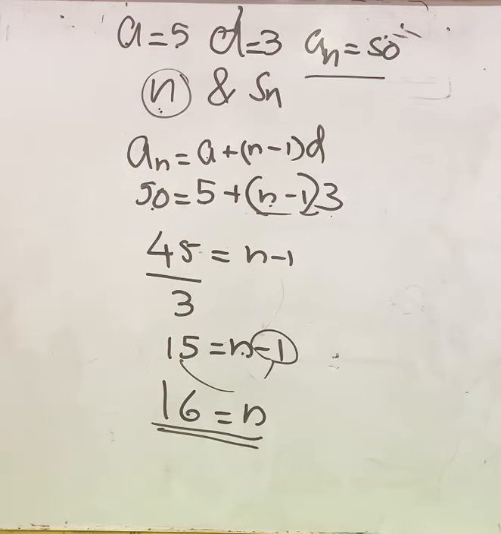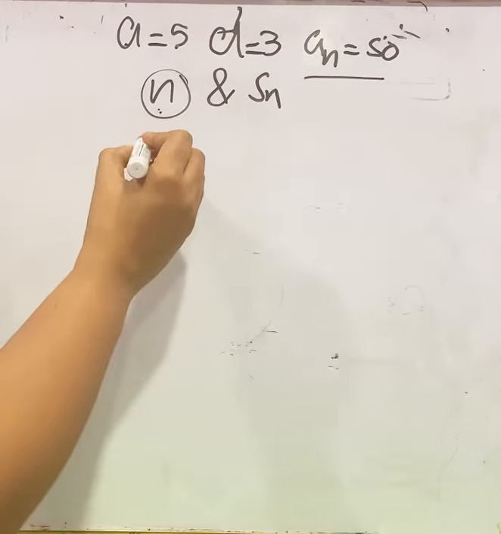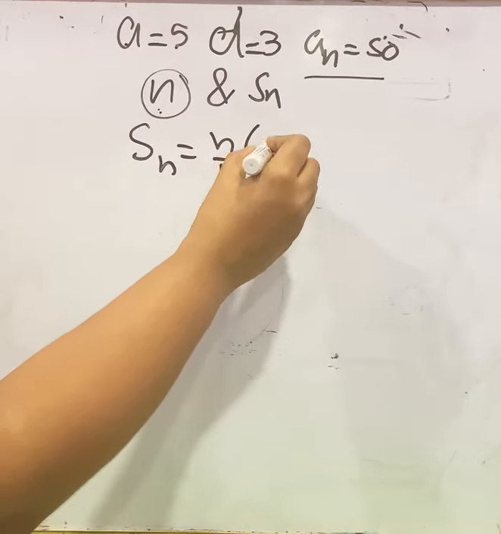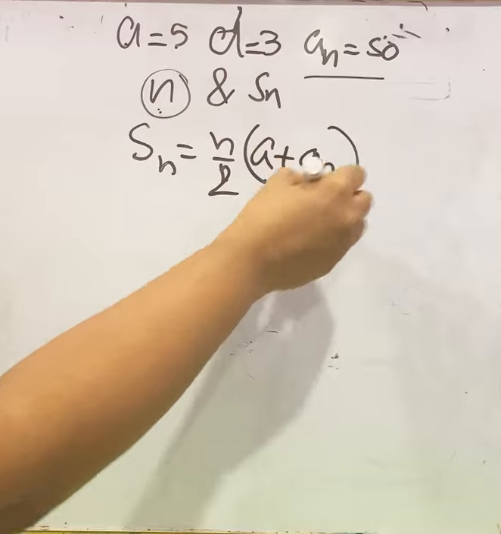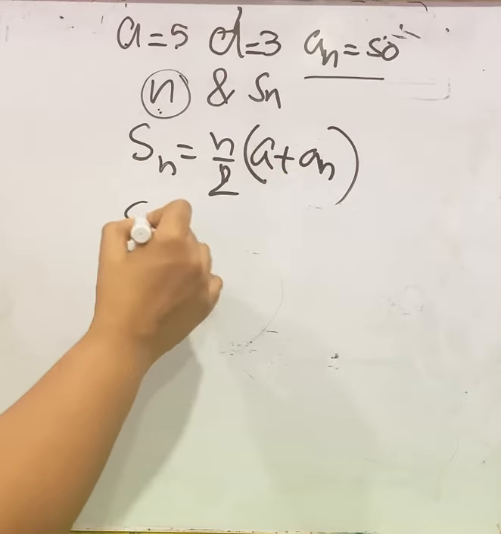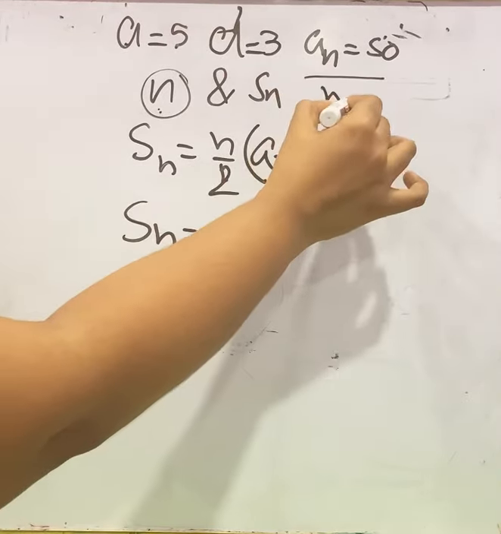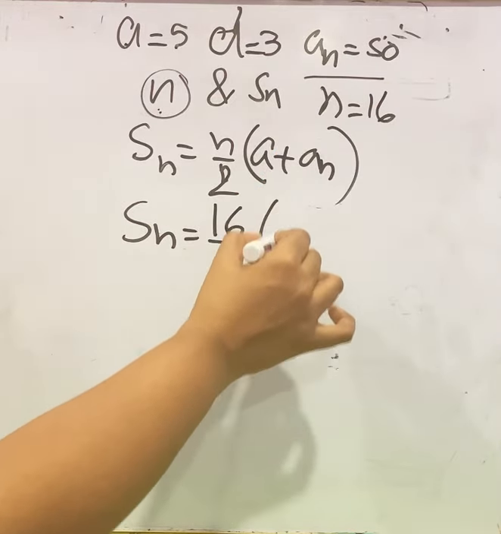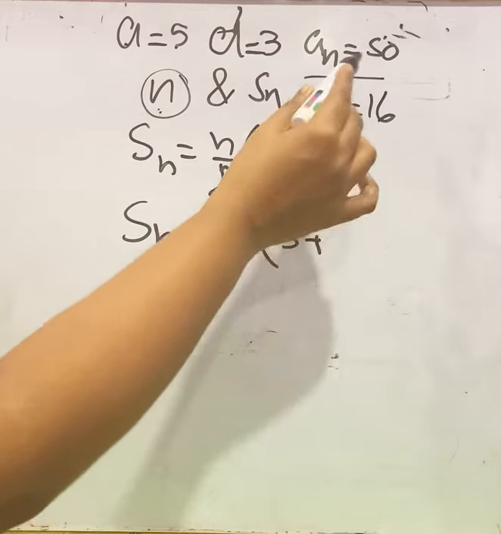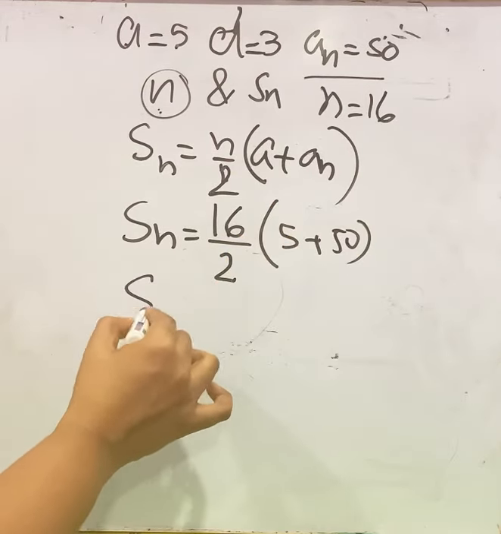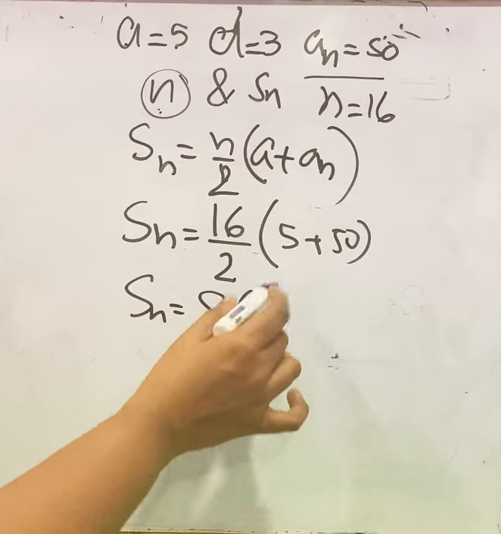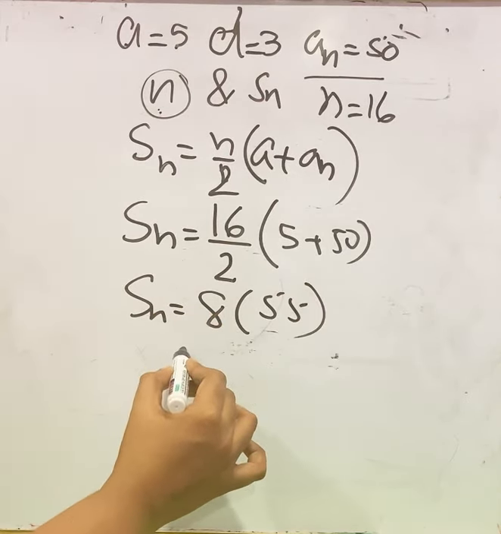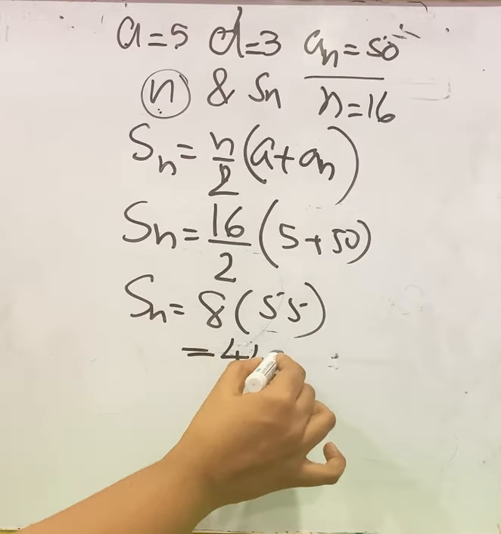Now we have to find the sum, that is Sn. The equation is Sn equal to n by 2 into (a plus an). We already got n equal to 16. So n by 2 becomes 16 by 2 into (a, 5, plus an, 50). 16 by 2 is 8, into 5 plus 50 is 55. 8 into 55 is the result, that is 440.